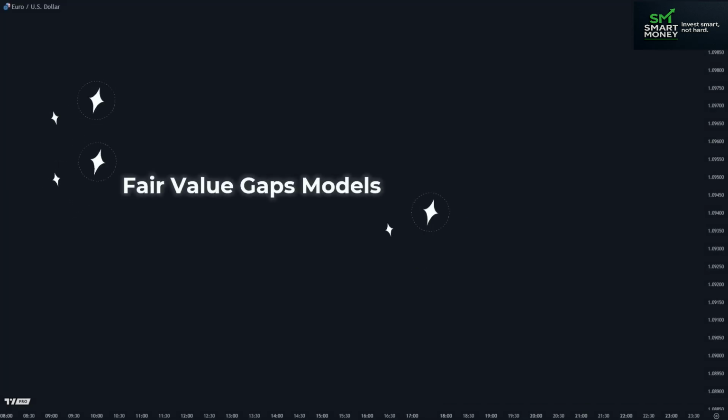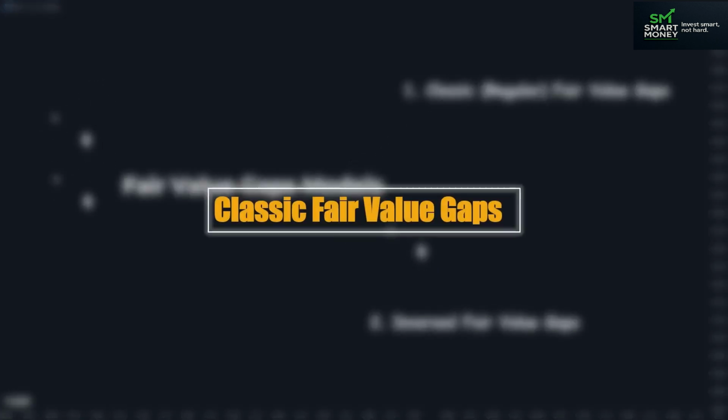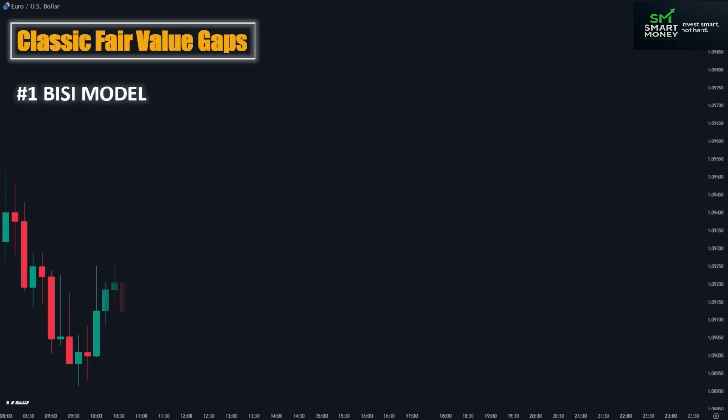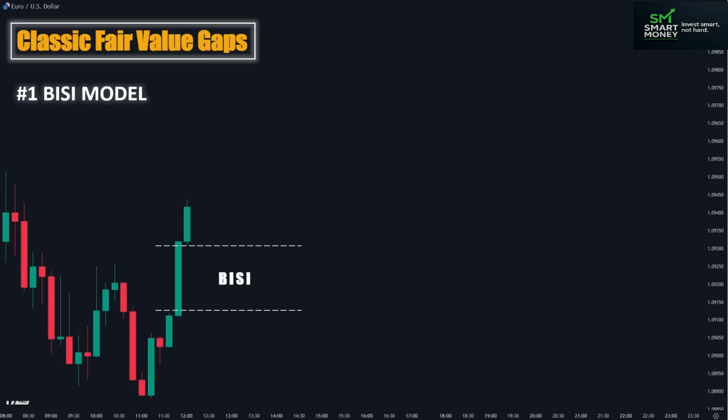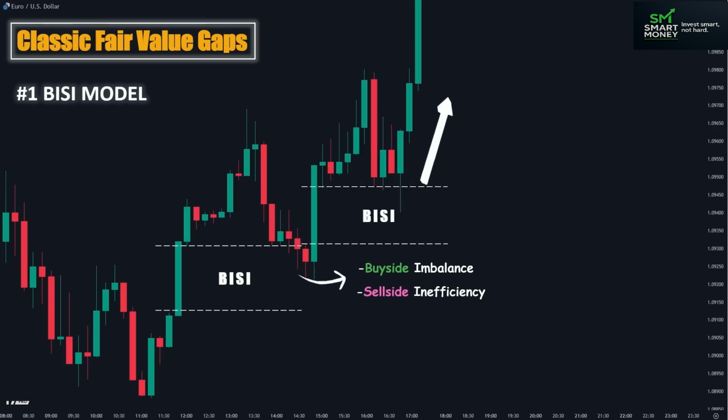Fair value gaps generally fall into two main models, classic and inversed. Let's break down the classic model first, which is divided into two key types. Number 1, BSI, buy-side imbalance, sell-side inefficiency. This is a bullish fair value gap that forms when price moves rapidly upward, without providing enough opportunity for sellers to participate. This imbalance creates a gap, a lack of sell-side delivery, which the market later seeks to rebalance by pulling back and offering fair value for sellers to enter. The retracement into the BSI zone often provides a high probability buying opportunity.